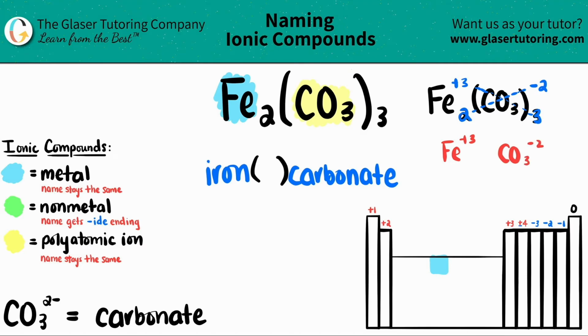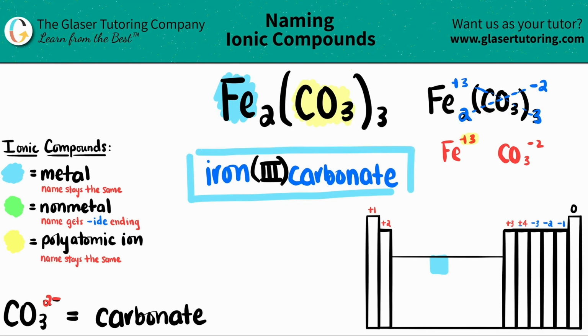This is why you need to memorize your charges. I know that CO3 is a -2 charge, always. So if this checks out, this has to check out. And now I know the charge of the iron. It was a +3. So all we have to do is signal that it's a 3 charge, because we know that it's going to be positive. Metals want to be positive. And that's it. So the name for Fe2CO3 is iron(III) carbonate.